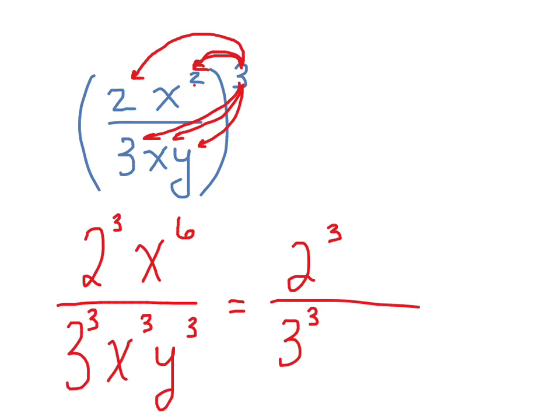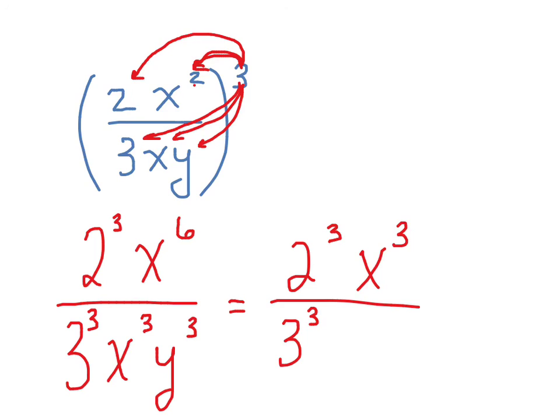Now, the x's. I have 6 x's on the top. I have 3 x's on the bottom. Who has more, the top with 6 or the bottom with 3? The top. The top does. By how many more? 2. Nope. 6. I had 6 on the top, and I have 3 on the bottom. So who has more, the top or the bottom? You said the top, which you're right. By how many more? By 3. Good.